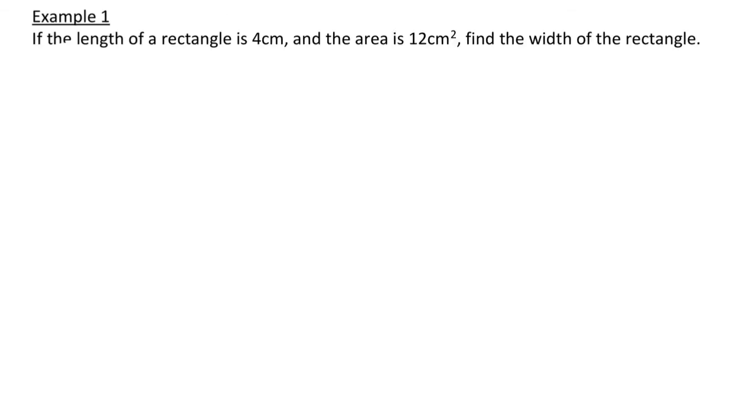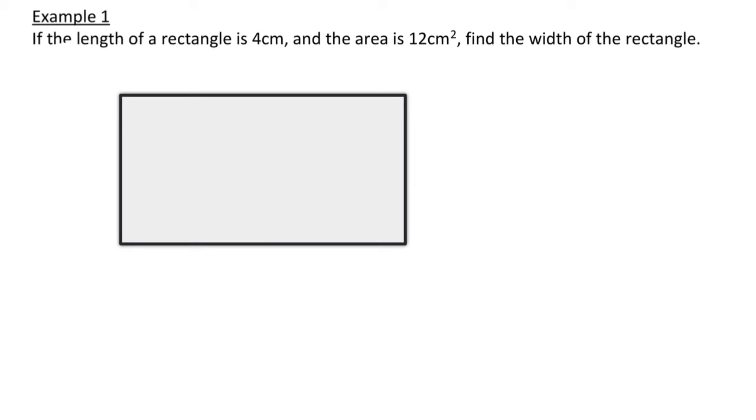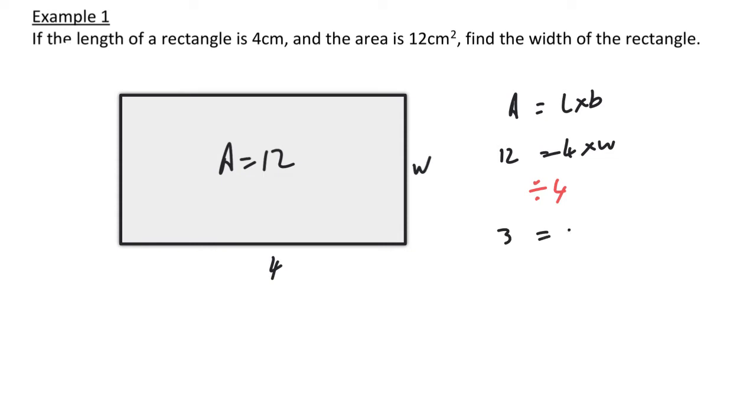So example 1: if the length of a rectangle is 4 centimetres and the area is 12 squared centimetres, find the width. So I've drawn a rectangle and I'm going to put in that the area is 12 and the length is 4 and the width is W. So what we've got is that for a rectangle, area is length times breadth. So 12 is going to equal 4 times W. And if we divide both sides by 4, we get that 3 is equal to W.